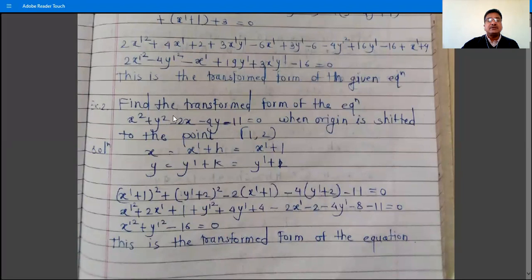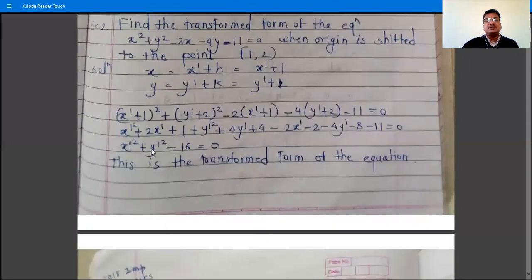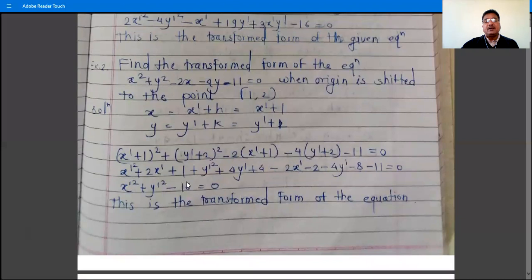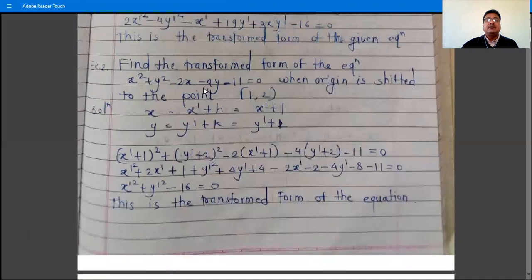Actually, this is the equation of a circle in general form, and this is the equation of the circle in standard form. x'^2 + y'^2 = 16, 16 means 4 square. This equation is the equation of a circle with the new center (1, 2), and the center of this circle is the origin, and what is the radius? Radius is 4. So this is the transformed form of the given equation.